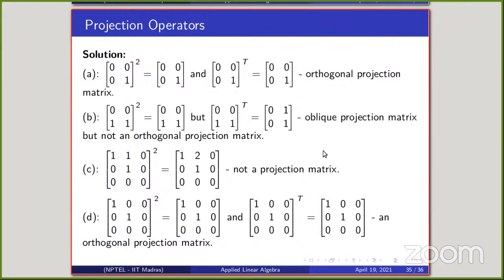The second option is 0, 1 as the first column and 0, 1 as the second column. Squaring it, we again get the same matrix. So it is a projection operator, but its transpose is not equal to itself. So it is an oblique projection operator.